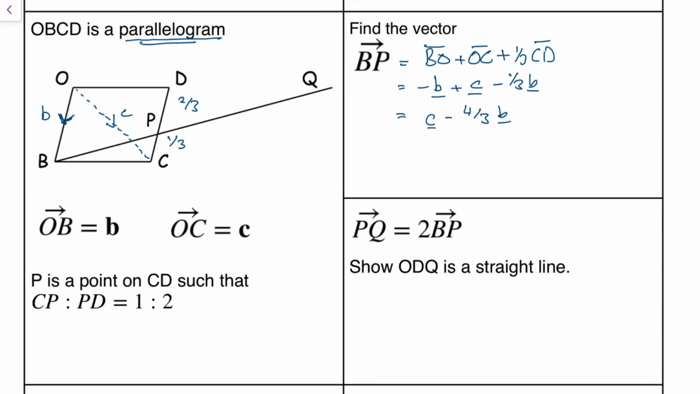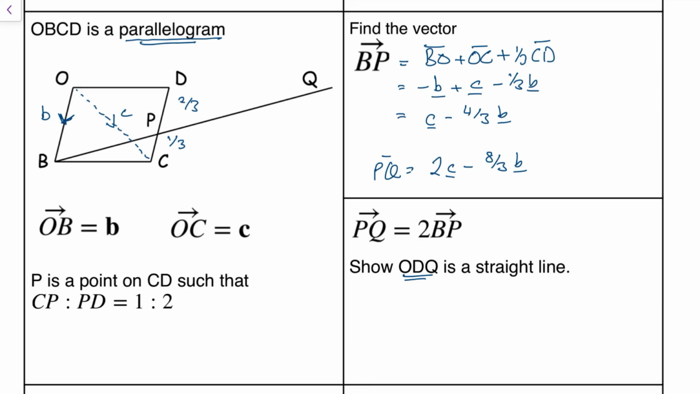So that's going to be minus 4/3 B. Yeah, that's okay. And then it tells me that P to Q is 2 lots of B to P. And I'm going to write that down here. So that means that P to Q is 2 lots of the things I've just worked out. So it's going to be 2C minus 8/3B. So I basically just double the thing I've just worked out. And I need to show that O to D to Q is a straight line.